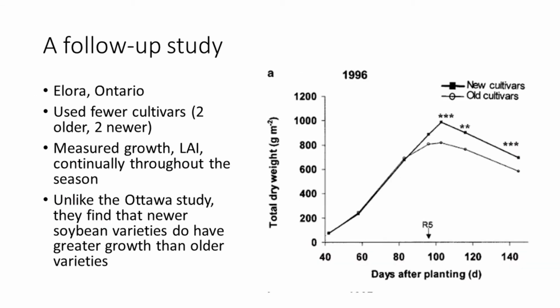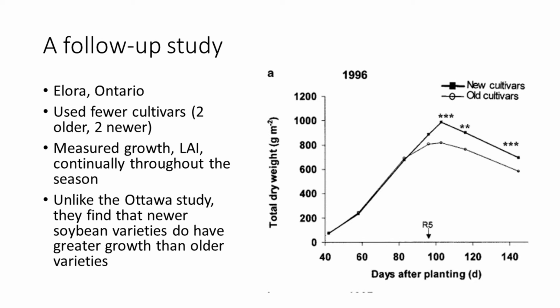But a follow-up study published just 2 years later, Kumudimi et al., they found something different. So here, this was a study done at Alora. They used fewer cultivars. They just used two newer and two older cultivars.